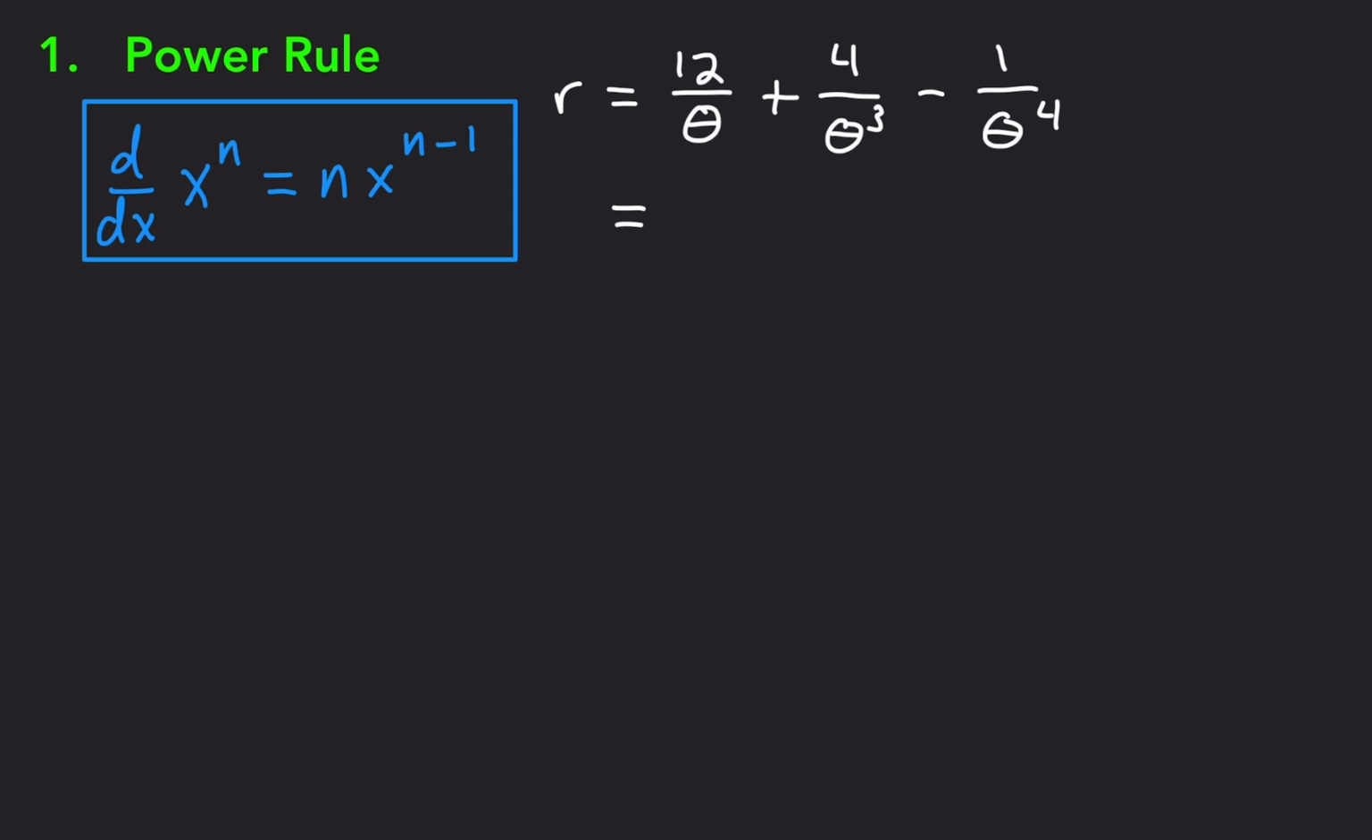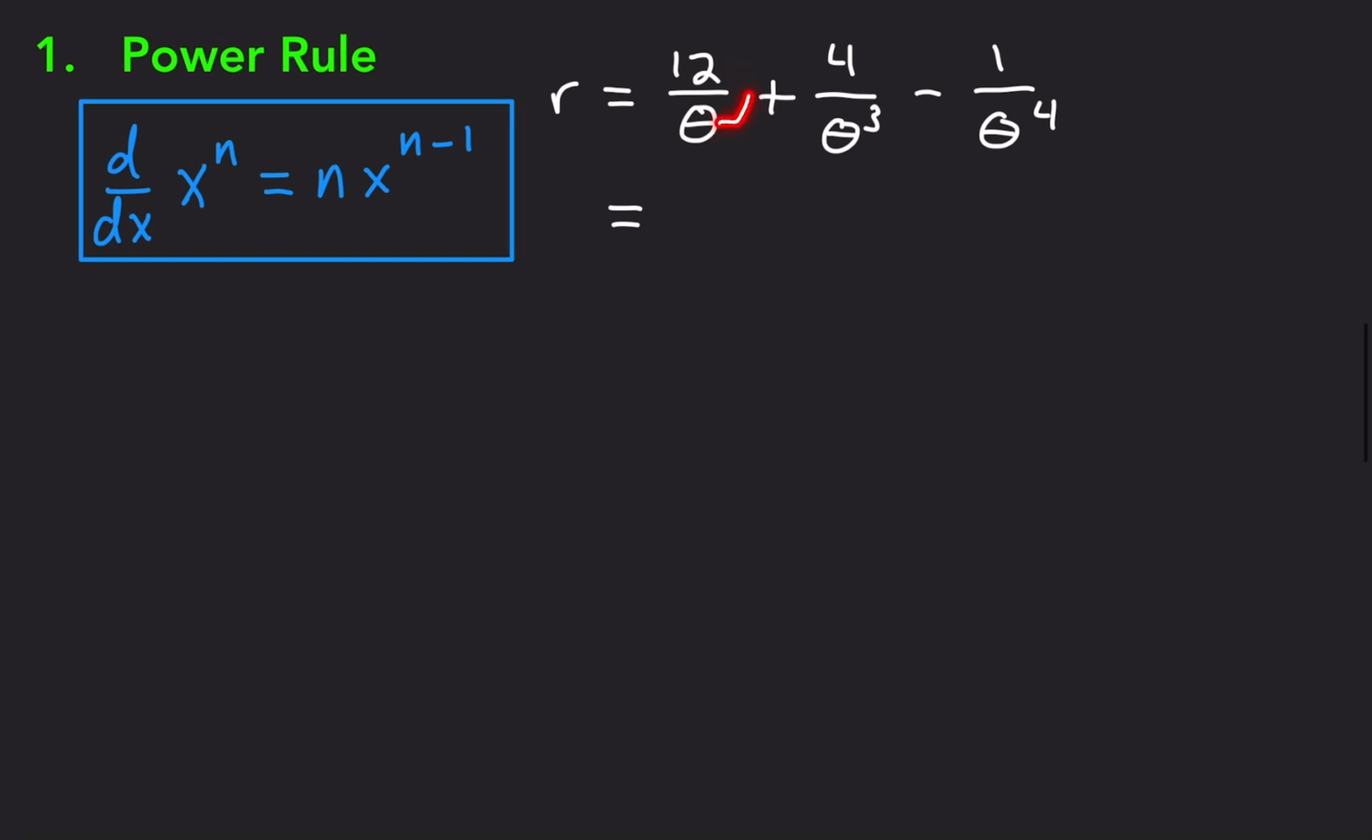We can make this in this form by doing an inverse exponent. So this is equal to 12 theta to the negative 1 plus 4 theta to the negative 3 minus 1 theta to the negative 4.